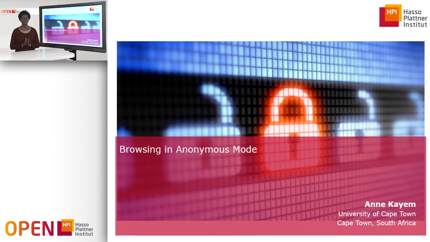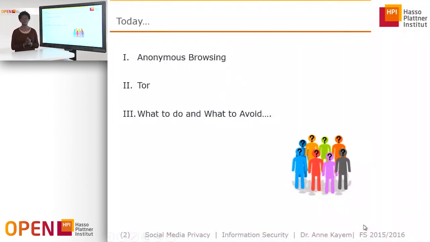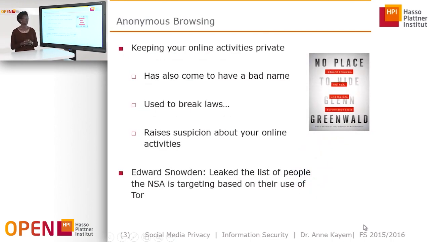Okay, so today I want to talk to you about browsing in anonymous mode. This is just basically another approach that you can use to browse in some way that allows you to protect the privacy of your information. So we talk about what anonymous browsing is, and then we talk about Tor, which is basically an application that allows you to browse in anonymous mode. And then we look at what you should do, what you should try to avoid, because Tor does not protect you from everything.